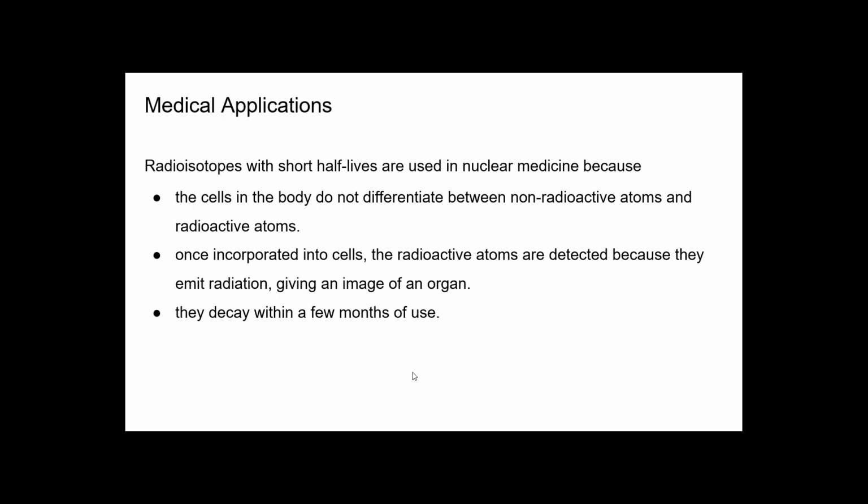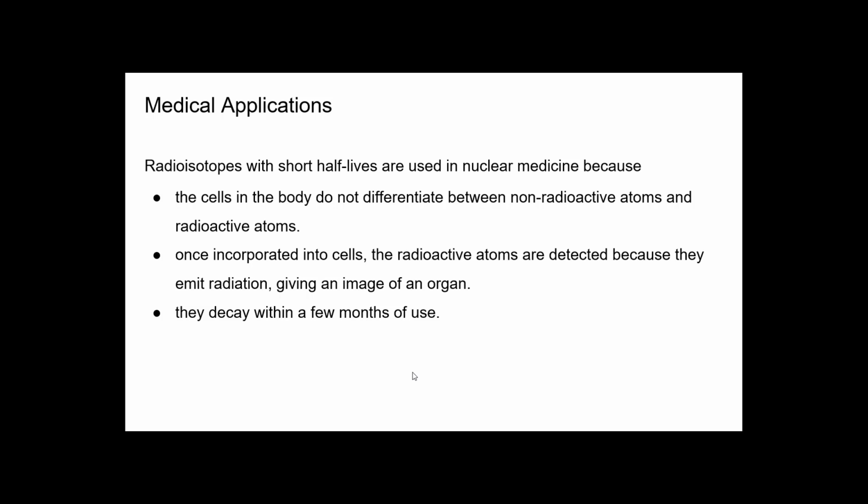Radioisotopes, last section we covered is that there's half-lives. There are radioisotopes that have very, very long half-lives and some that are very, very short half-lives. In medicine, nuclear medicine, they want radioisotopes with very short half-lives. You would think that the body would be able to detect a radioactive isotope from a non-radioactive isotope, but that's not true. The cells do not differentiate between it. So let's say if your body needs iodine, it's going to pick up iodine whether it's radioactive or not. It's not going to reject it.